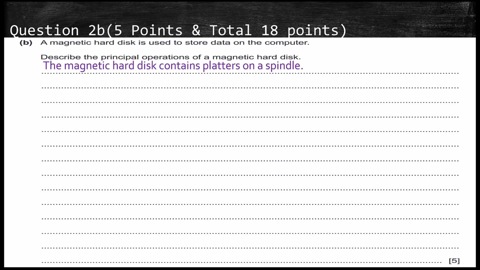So the magnetic hard disk contains platters, and those platters are on a spindle. You can think of lots of records, and they're on a spindle because they're going to spin. These platters rotate at high speed, and each platter has a read head and a write head because we're either going to be reading the data to pull it onto the RAM, or we're going to be taking information that's on the RAM and putting it onto the computer, such as when we're saving files.